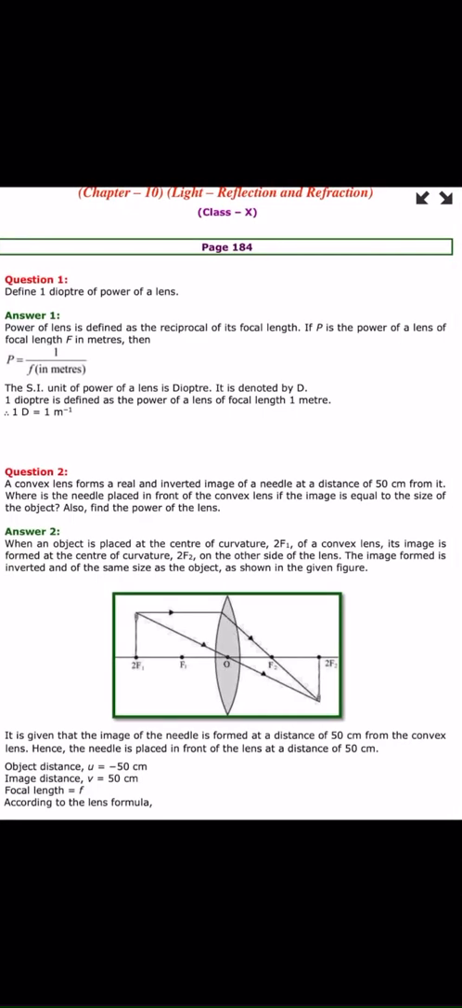Next is a numerical: a convex lens forms a real inverted image of a needle at a distance of 50 centimeter from it. Where is the needle placed in front of the convex lens? So we have to find the distance of the object, that is u. Here you can see the size of the image is equal to the size of the object. It means the object is placed at 2F1 and the image is also formed at 2F2. It means object distance and image distance from the lens are the same but in opposite directions. So u is equal to minus 50 centimeter and v is equal to 50 centimeter. And we have to find the focal length, that is f.